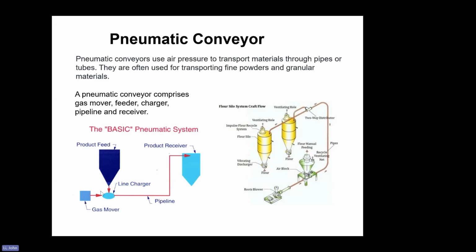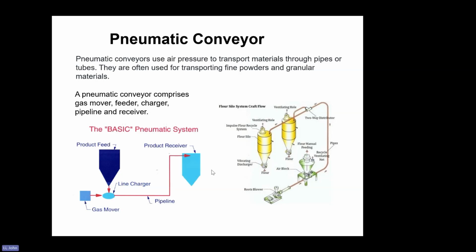So like here, see, this is a blower to blow air through the pipe. And there is a feeding hopper here. And on the hopper, there will be a valve to control the feeding of materials to the pipe. And in the pipe, materials will go through to a receiver. So a pneumatic conveyor comprises a gas mover, feeder, charger here, and the pipeline and the receiver.